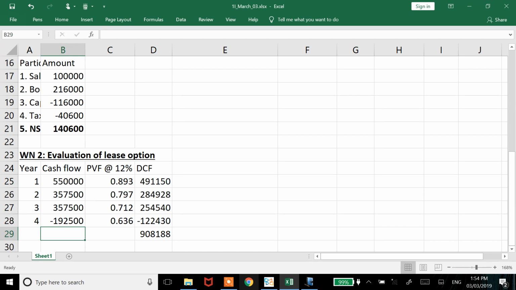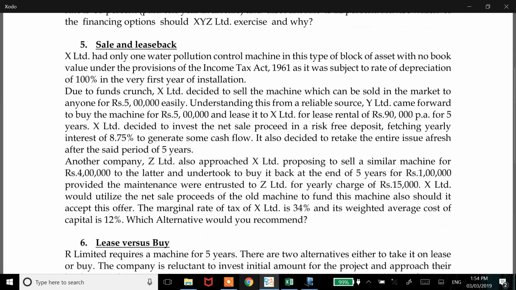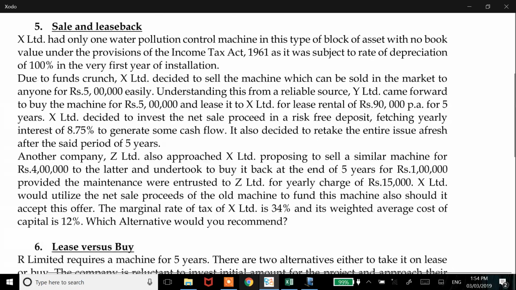Finally, you can write a conclusion. The company would go ahead with the loan option as the PV of outflow is lower. Any doubts on this? Okay, let's go to question 5.